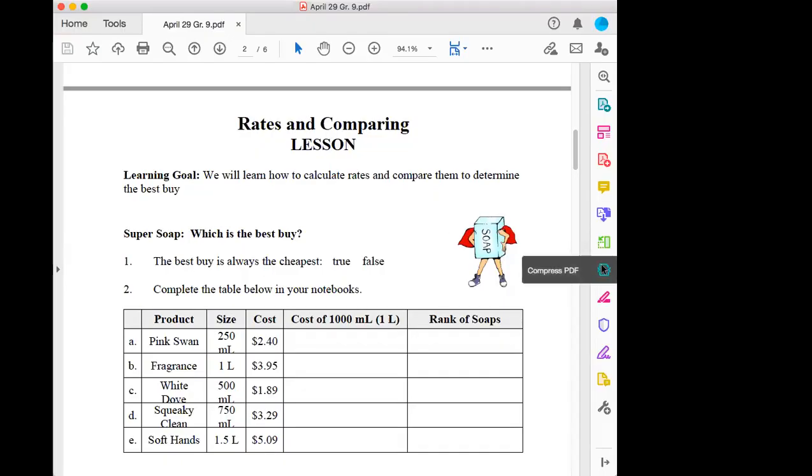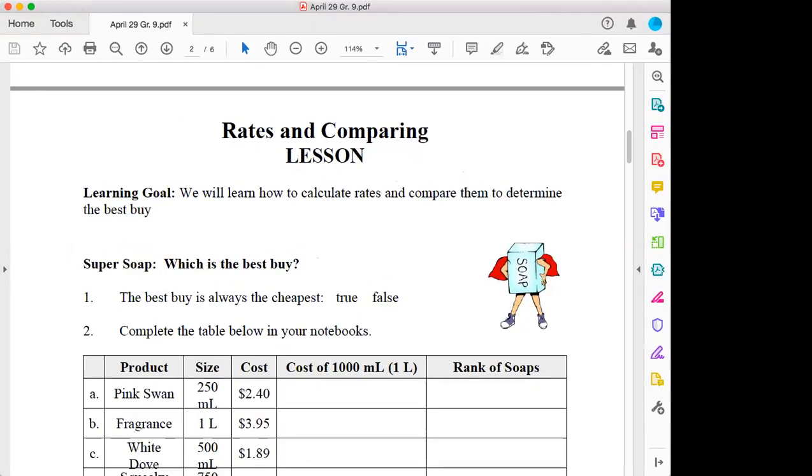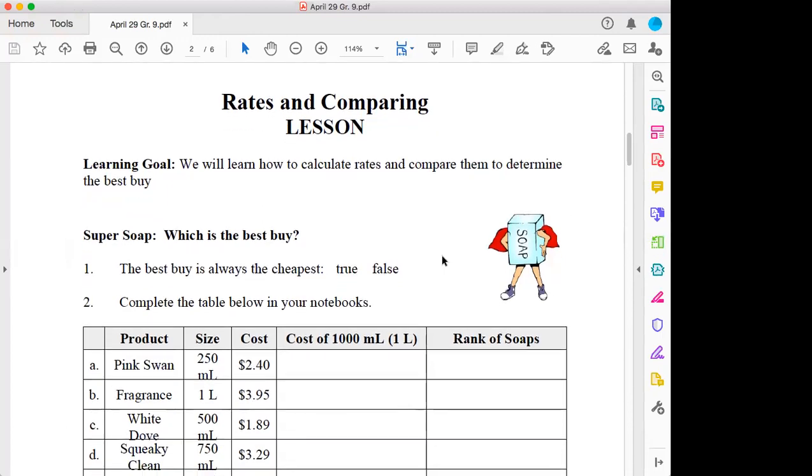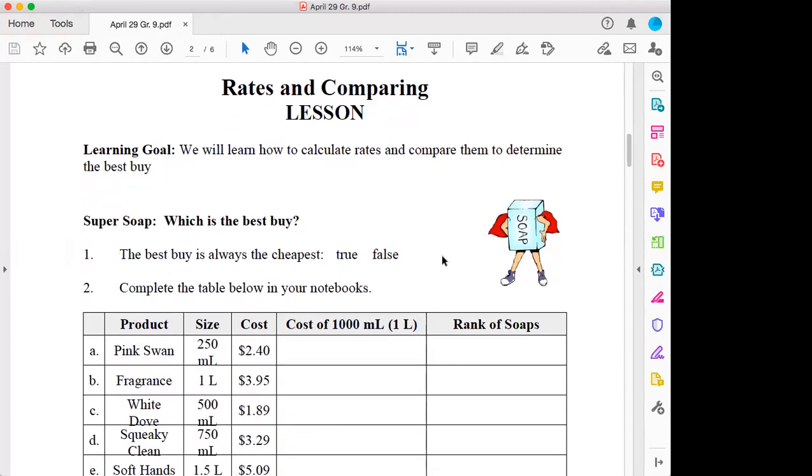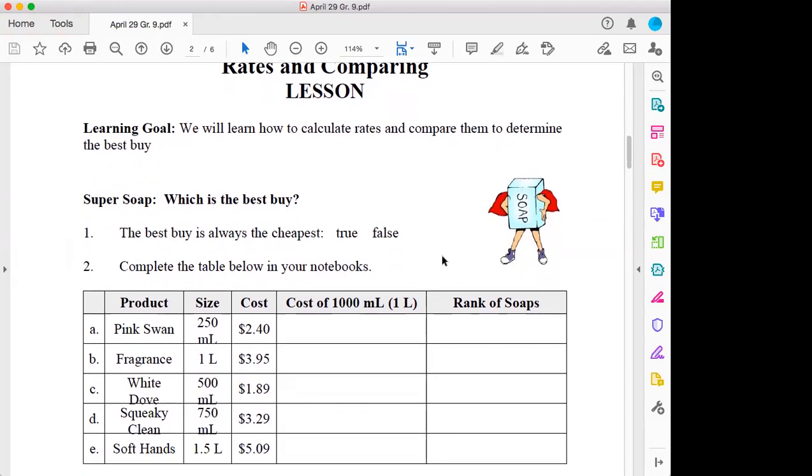I forgot to share my screen. So we're looking at a lesson on comparing rates. We are looking at how to calculate rates and compare them to determine what the best buy is. So the best buy is usually the cheapest. So that would be true.